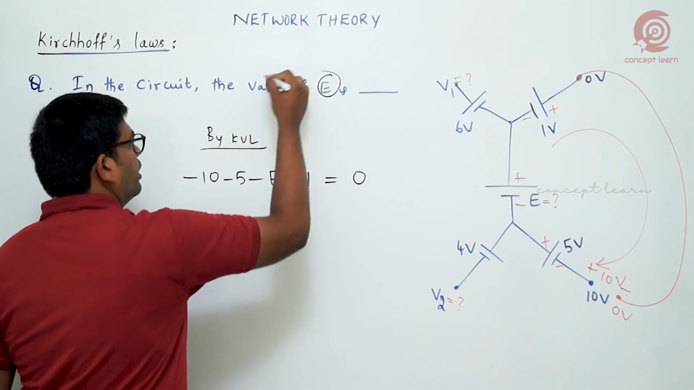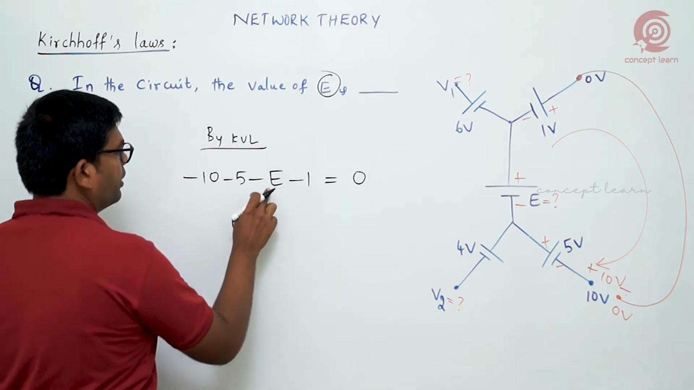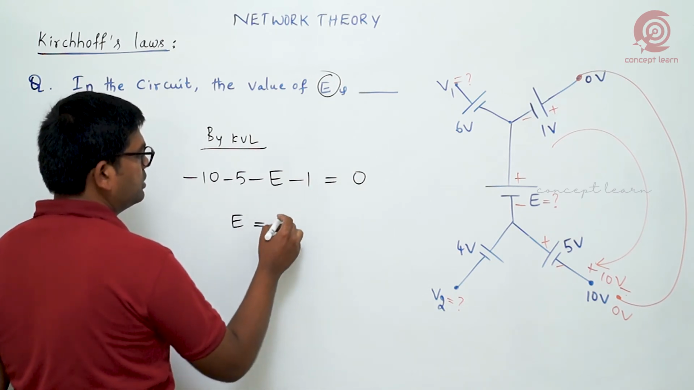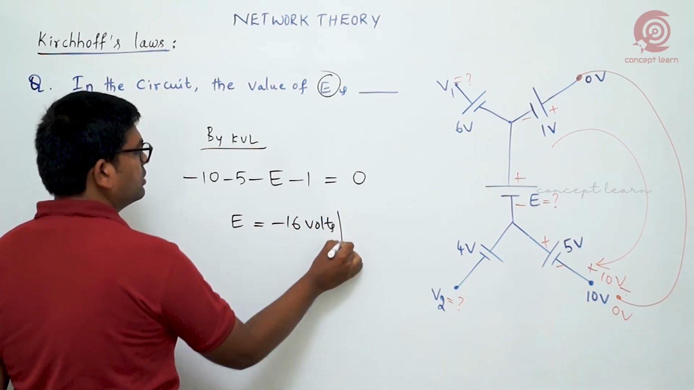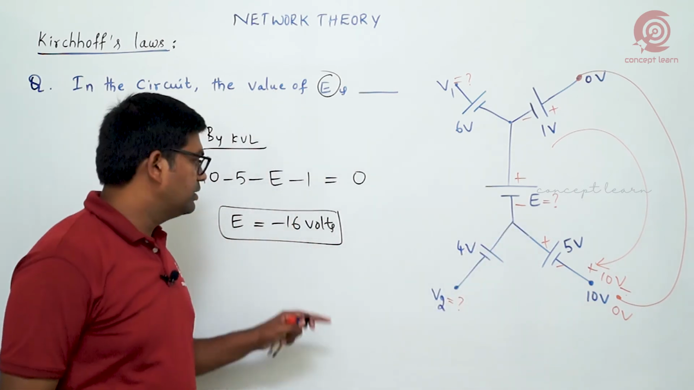Our intention is to find what? Unknown voltage E. E is equal to how much here? If you take it to the other side, 10, 5, 1 means 16, but the sign is what? Negative, minus 16 volts, because of this indication. Right? This is the answer.